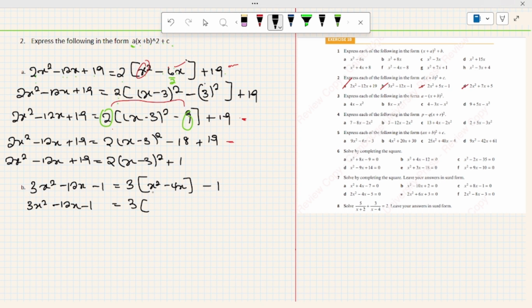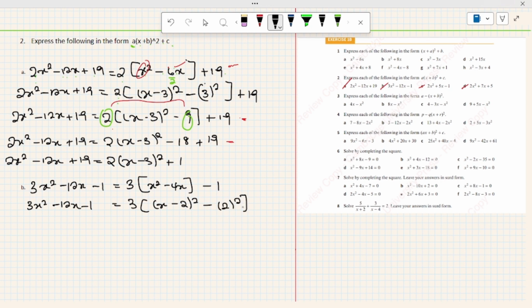We're going to complete the square inside the square bracket. So how are we going to go about that? It's going to be the round bracket x, 4 divided by 2 is going to be minus 2, squared. Then we're going to subtract the squared value of 2.